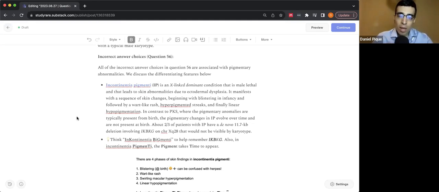So also keep in mind that with IP, you're not going to see this show up on a karyotype. While patients have deletions, a lot of times you have this very common 11 kilobase deletion involving the IKBKG gene. This is always too small to be seen on a karyotype. So karyotype, the limit of detection might be a few megabases. This is on the kilobase scale. So forget about it. You're not going to see this on a karyotype.